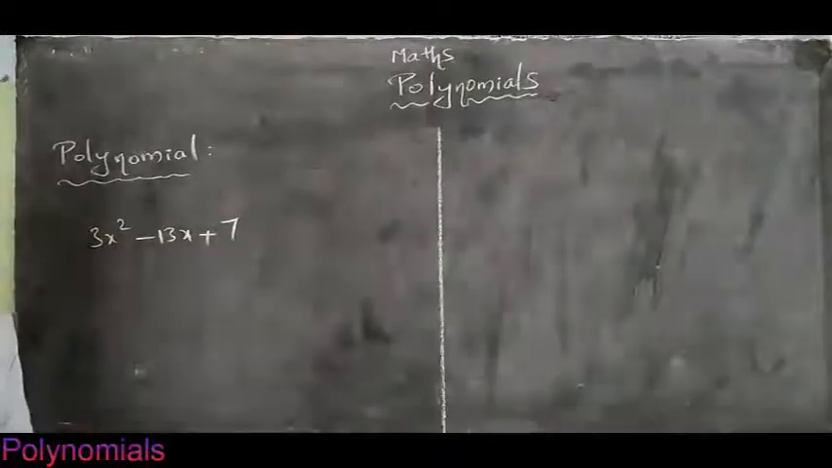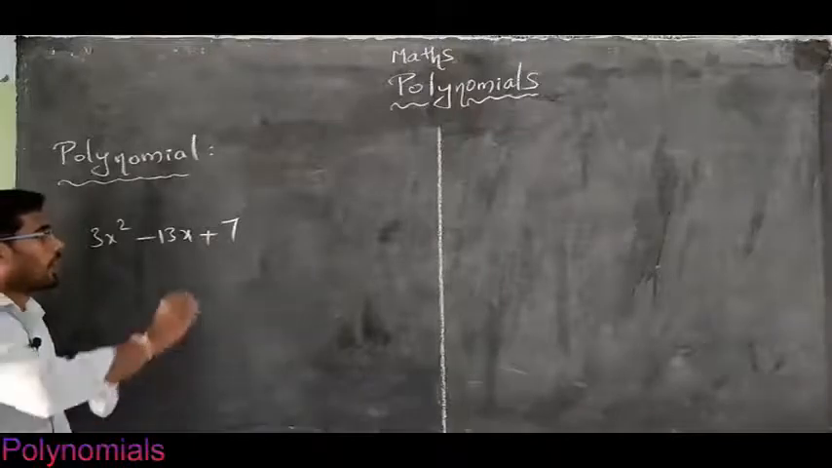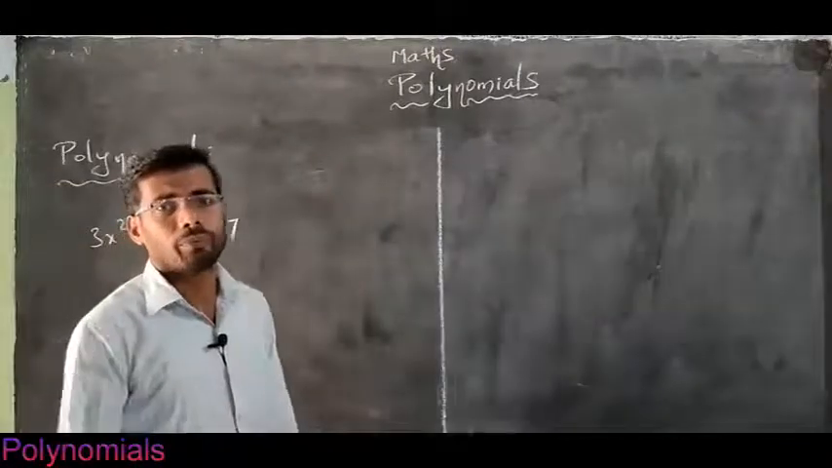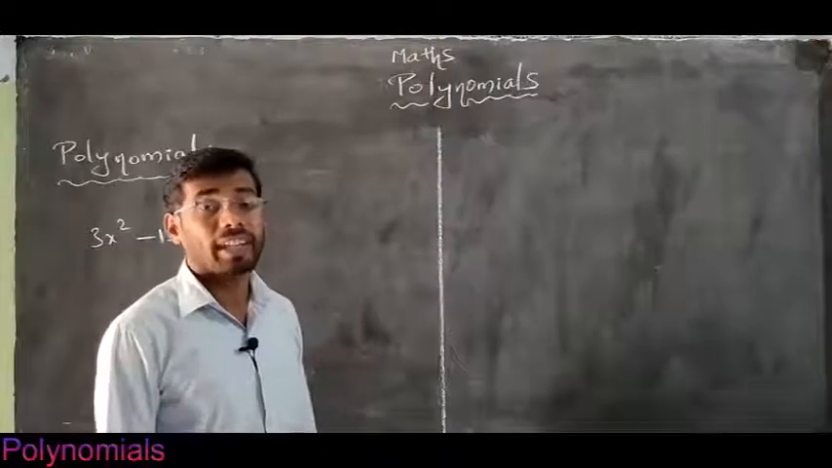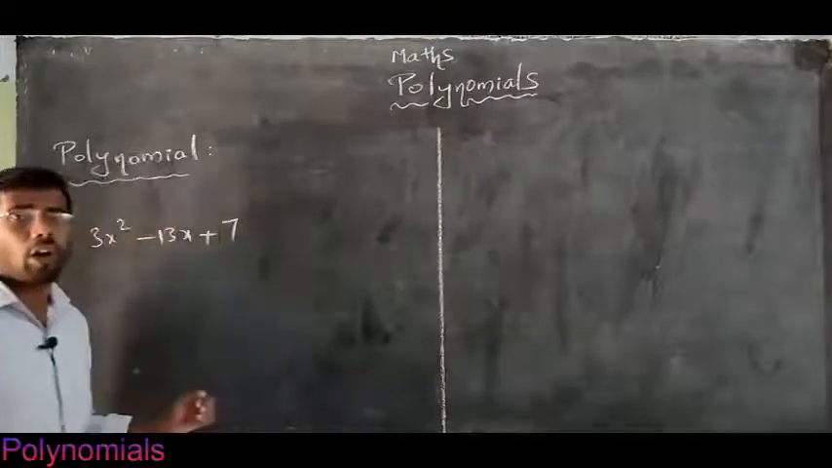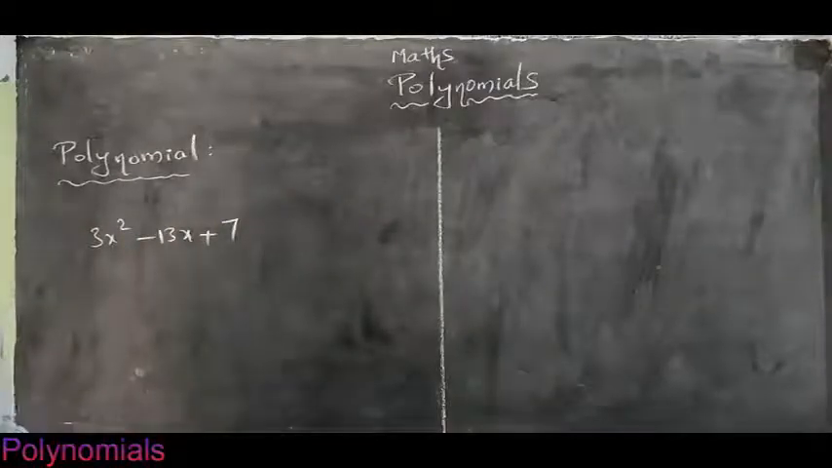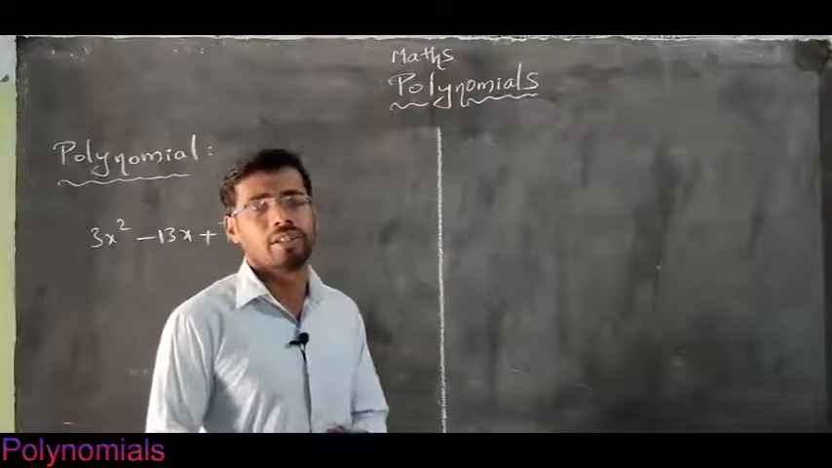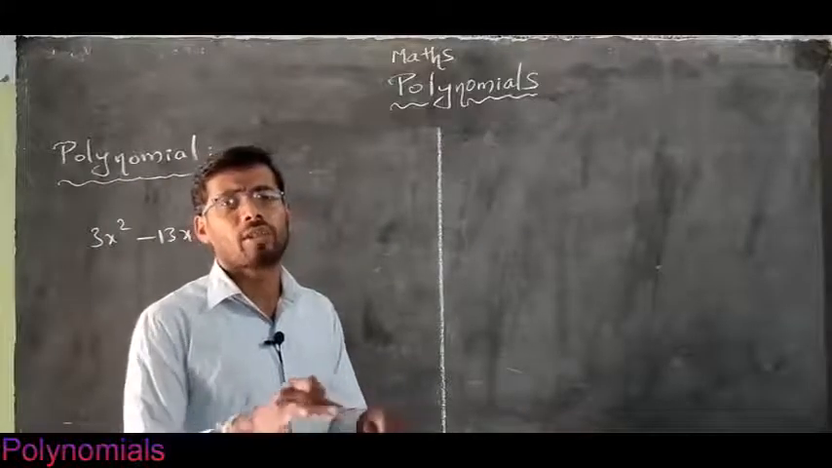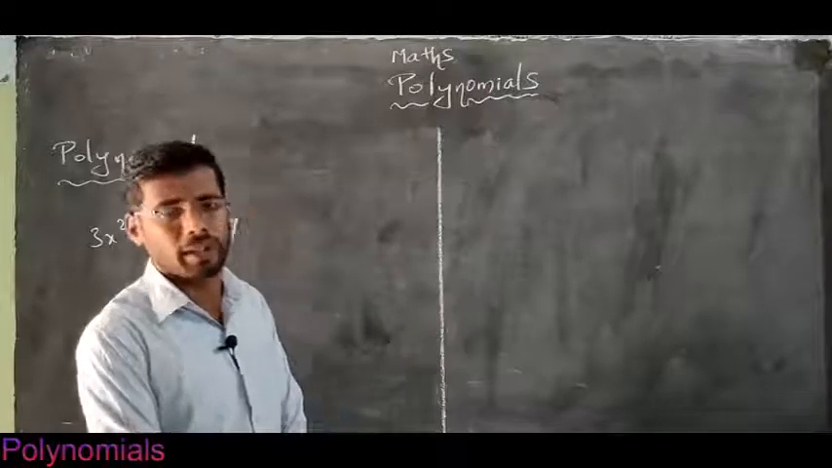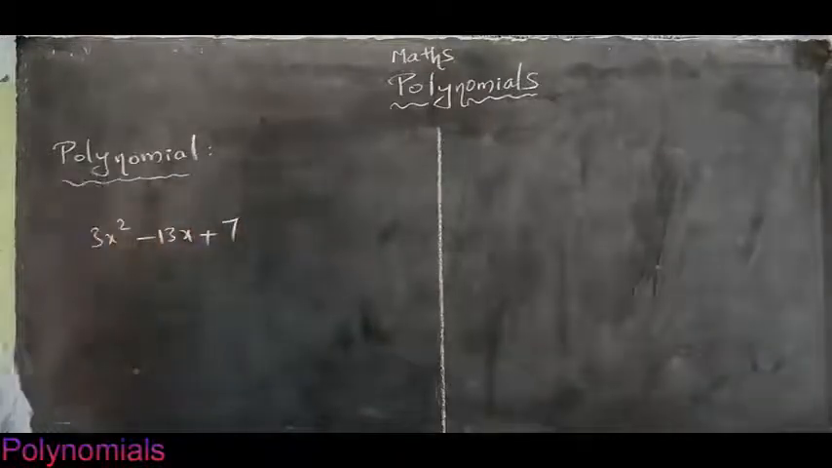In an algebraic expression, the variables' powers are non-negative integers. Once again I am saying, in an algebraic expression, the variables' powers are non-negative integers, the powers are not rational numbers, and in the denominator also variables should not be there. Such algebraic expressions we call polynomials.